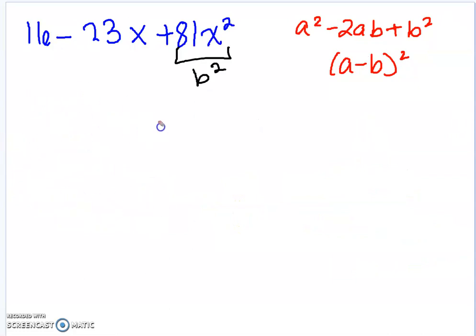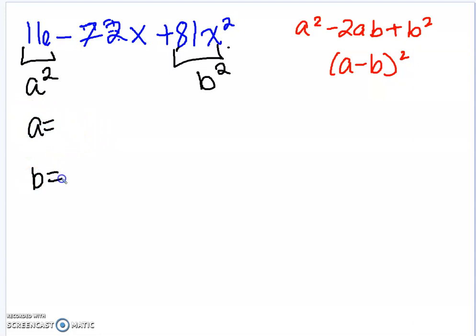So ignore my writing here. I did make a little mistake on this one. This is supposed to be a 72 in the middle here. So we should have minus 72x. We're starting off the same way. We're looking at our first value and our last value that are both squares. And even if it's reversed and my x squared value is at the end, I'm still going to name the first value a squared and the last value b squared, and identify a and b like we did in the last problem.